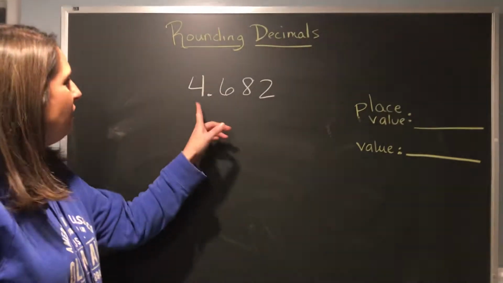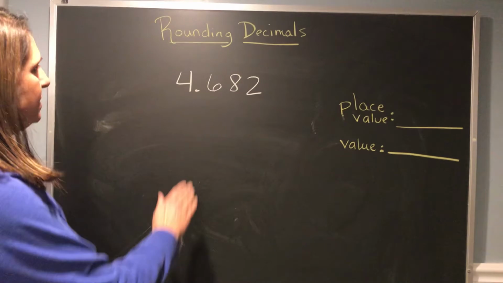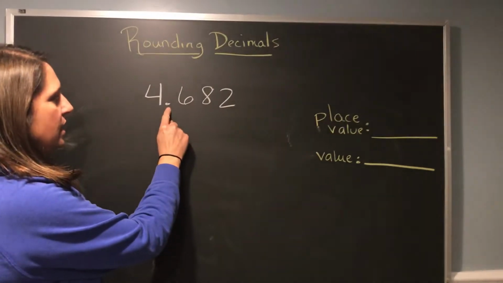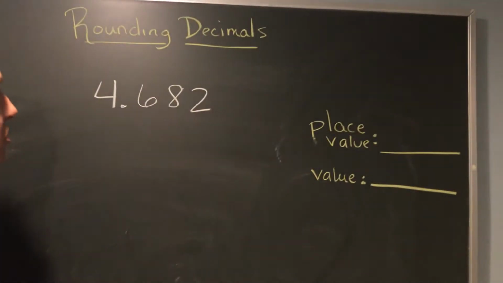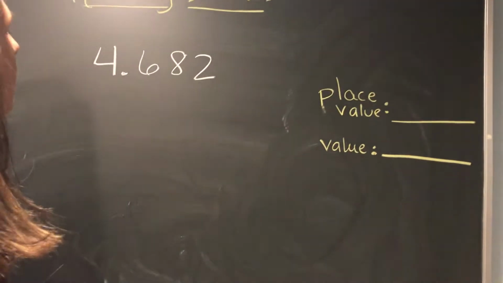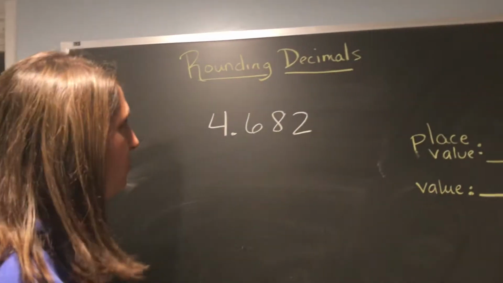So we have this number here, and if we're going to read that, we're going to read it as 4 and 682 thousandths because the 2 is in the thousandths place. We're going to work on rounding to different places. So you've got that chant, remember. I'm going to sing it a little bit while I go through this.